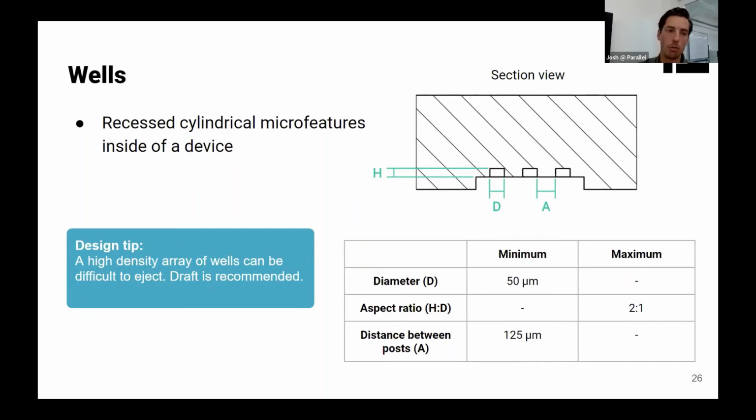But one thing to note with wells is that they're really grabby in that ejection process, and the plastic really likes to stick to them. And so the plastic really likes to stick to the tool in this case. And if you have a high density array of wells, which people often want to do, we really recommend draft there. So again, like 2 degrees, if you can fit it, is great and really helps to improve the ejection process.